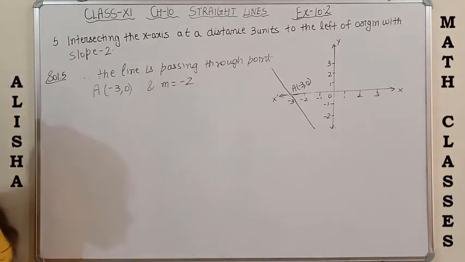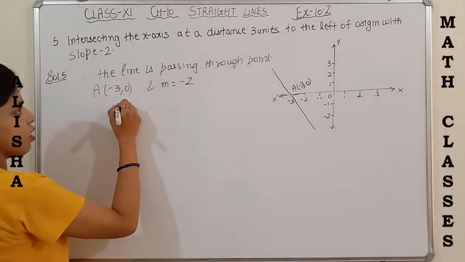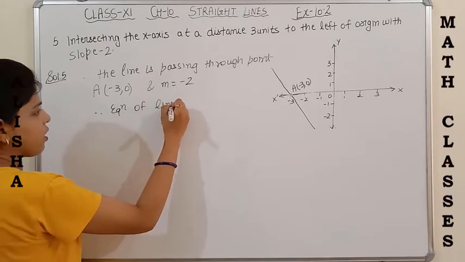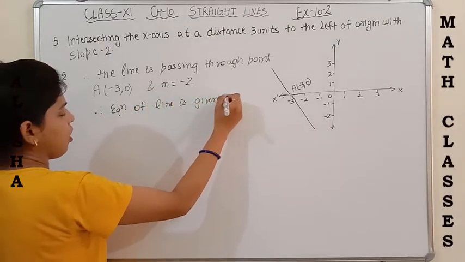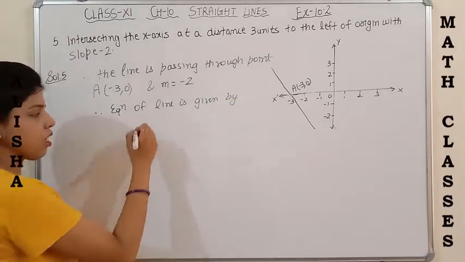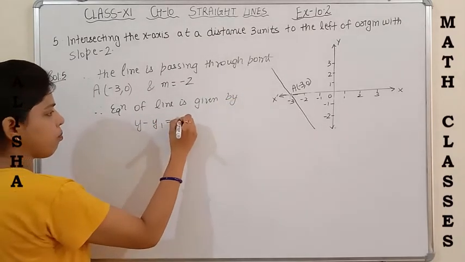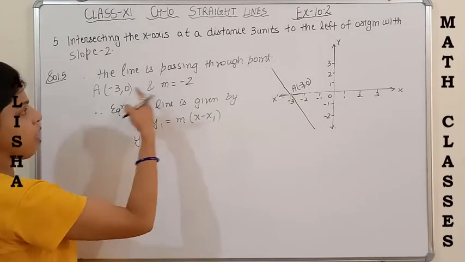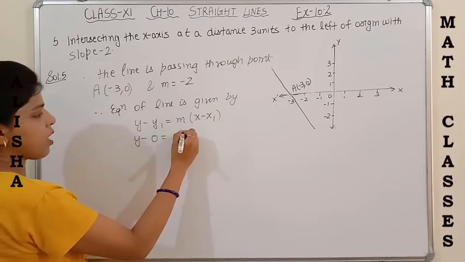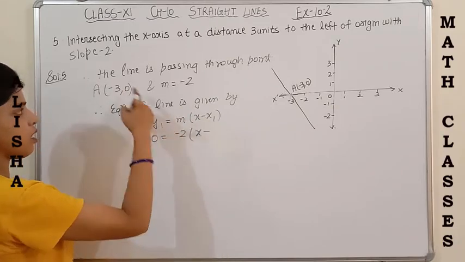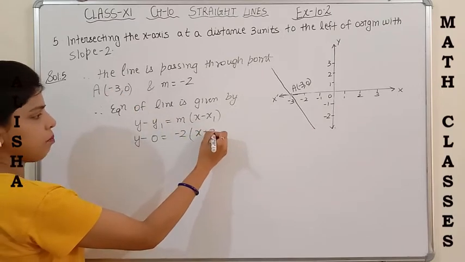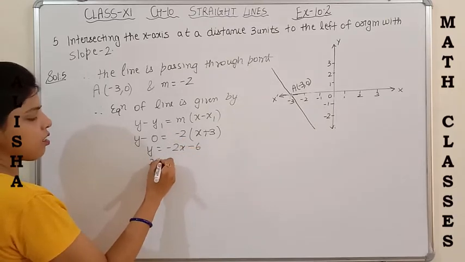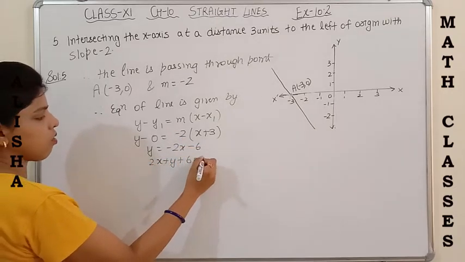We write this m as minus 2. Again, the equation of the line is given by the formula. Every time whenever the point and slope are given, we have to use the point slope form: y minus y1 is equal to m into x minus x1. So y minus y1, y1 is here 0, m is here minus 2, and x minus x1, x1 is minus 3, minus minus will become plus 3. So the equation is y equal to minus 2x minus 6, and this implies 2x plus y plus 6 is equal to 0.